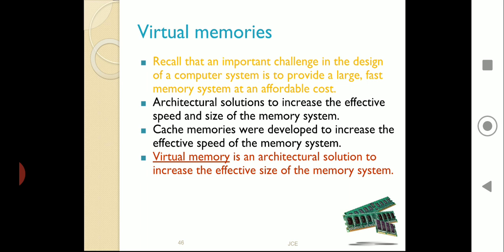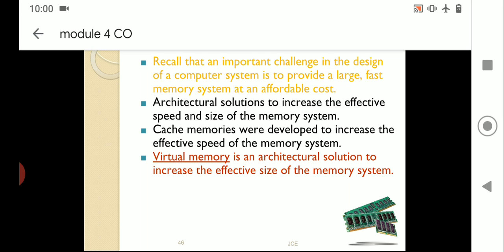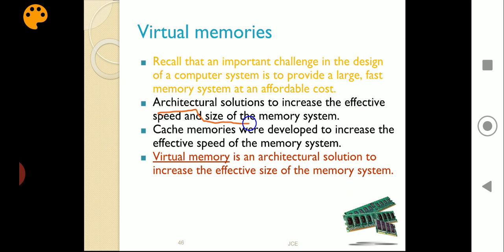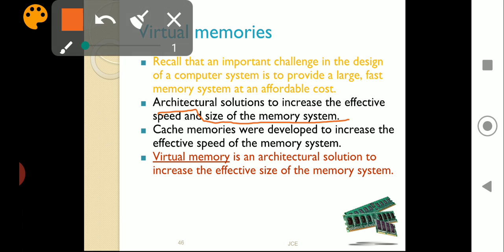That means we required some solution so that the effectiveness of the speed and the size of the memory could be increased. That is, we should try to get both trade-offs in one design. So we want to increase the speed as well as the size of the memory system. In order to do this, we came across a change which you already know. It is nothing but cache memory.